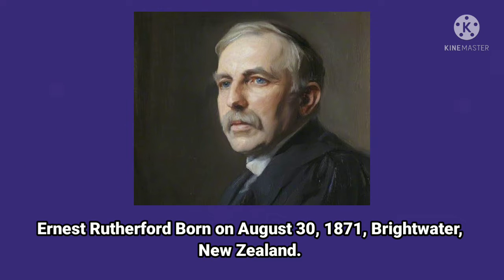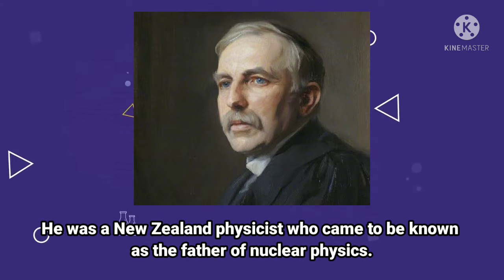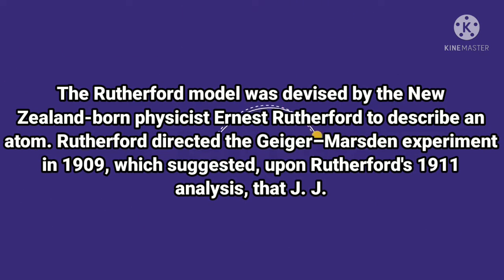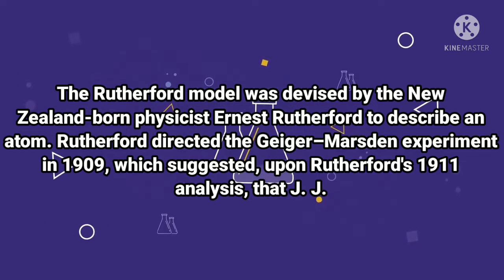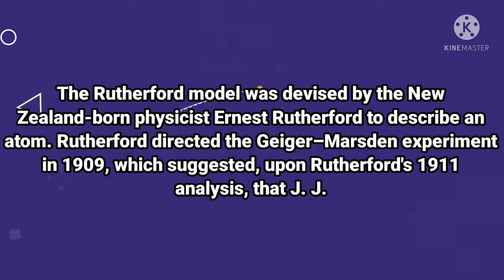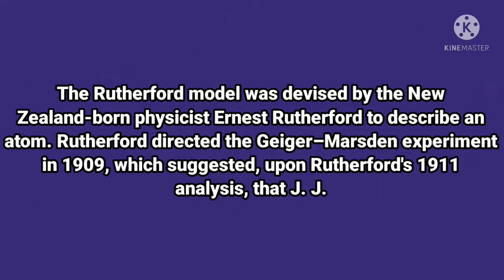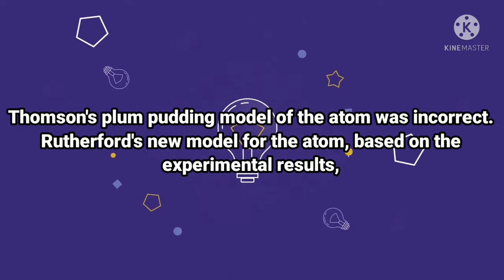Ernest Rutherford. He was born on August 30, 1871, in Brightwater, New Zealand. He was a New Zealand physicist who came to be known as the father of nuclear physics. The Rutherford model was devised by the New Zealand-born physicist Ernest Rutherford to describe an atom. Rutherford directed the Geiger-Marsden experiment in 1909, which suggested upon Rutherford's 1911 analysis that J.J. Thomson's plum pudding model of the atom was incorrect.